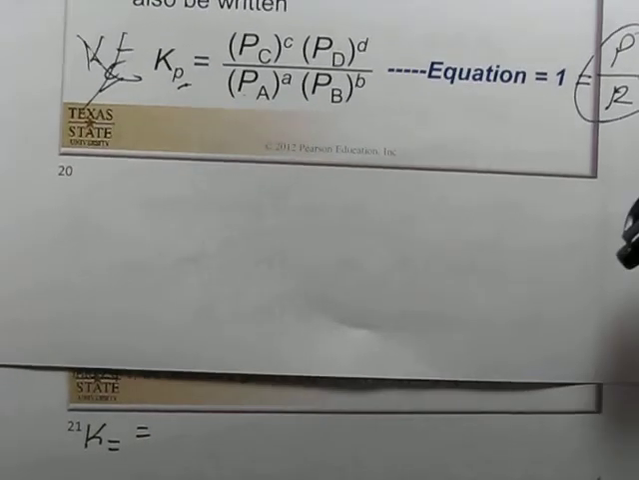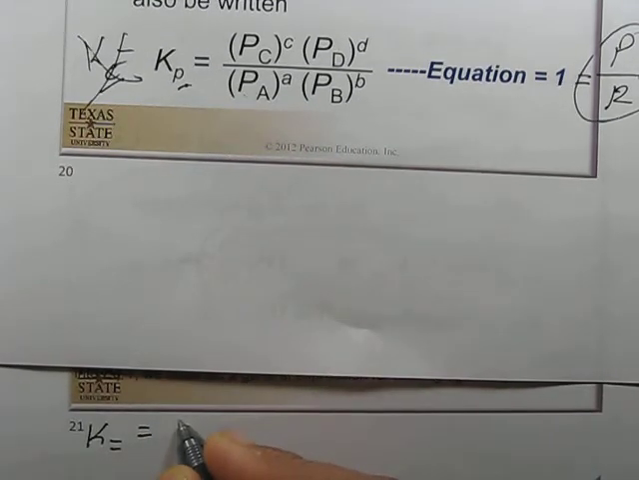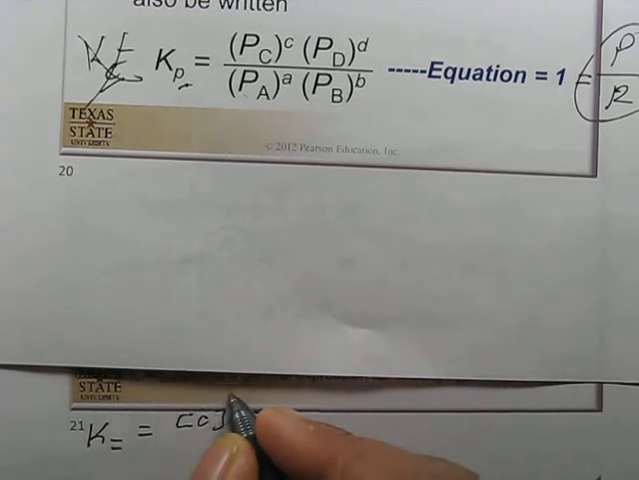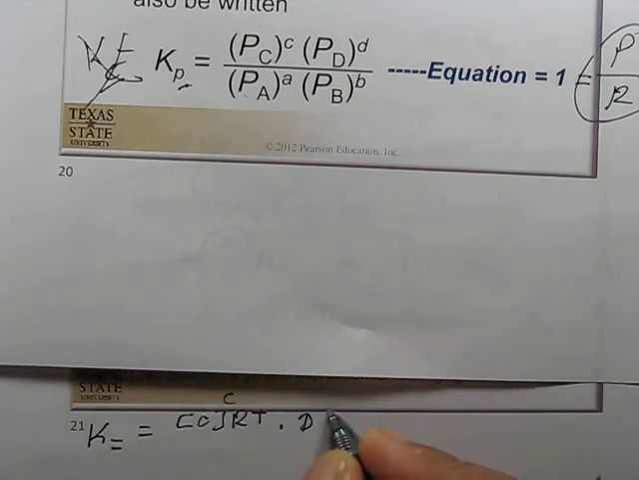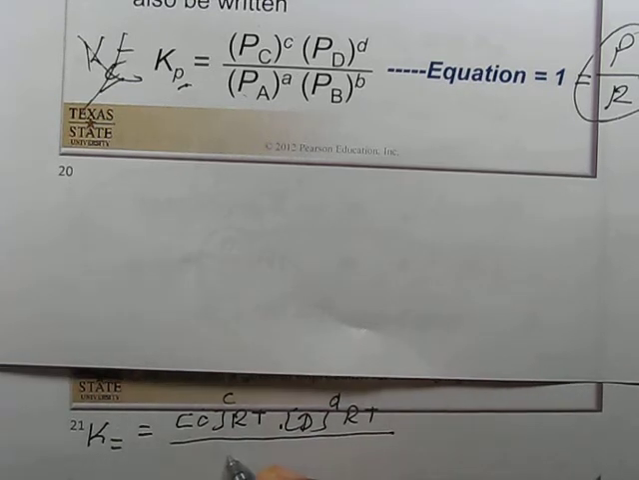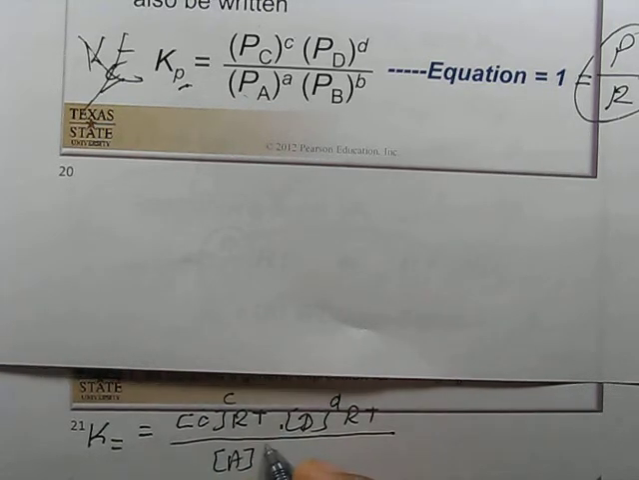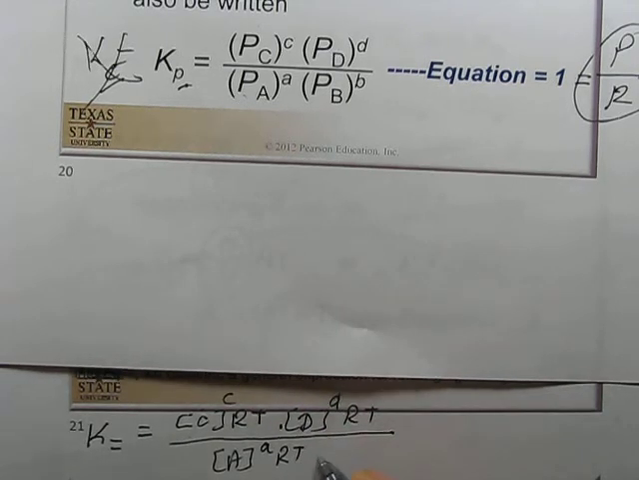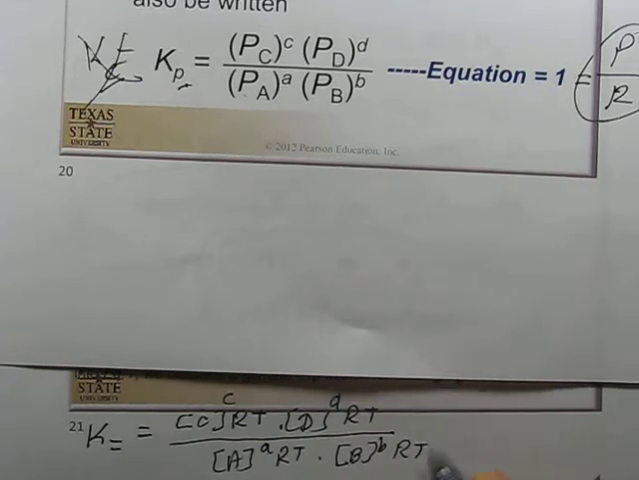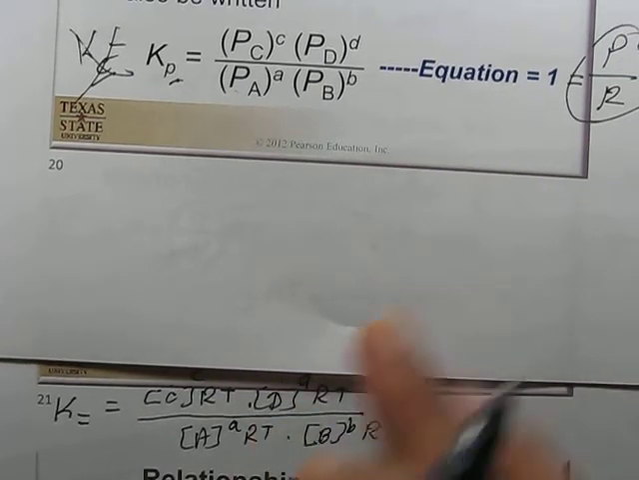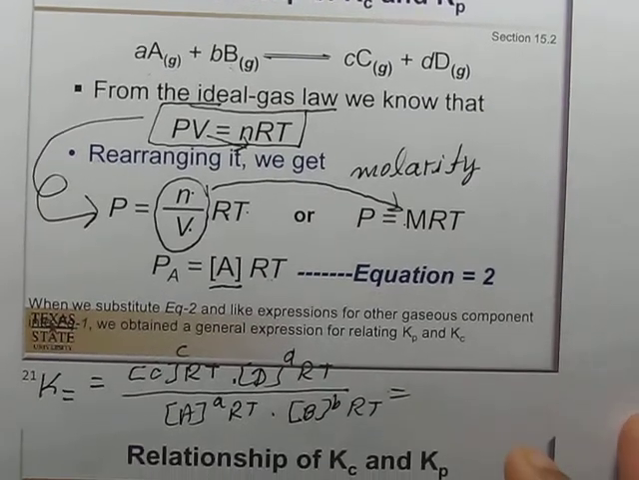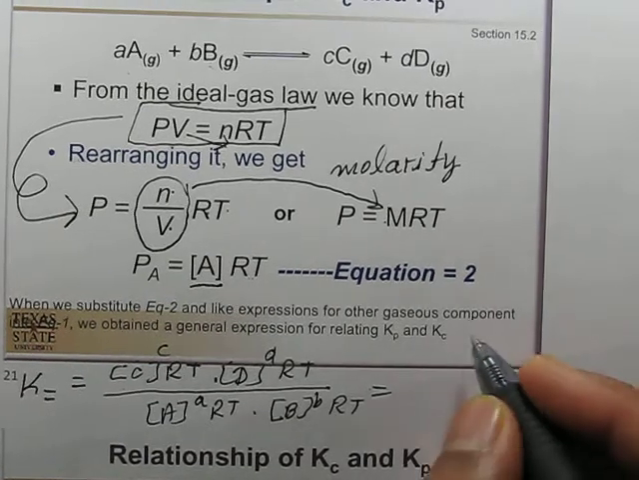So we can also write this as capital C to the power small c RT, and then capital D to the power small d RT, divided by capital A raised to the power small a RT, and capital B to the power small b RT. So what we can do from here: you can see RT is common in both numerator and denominator, so we can take it common.